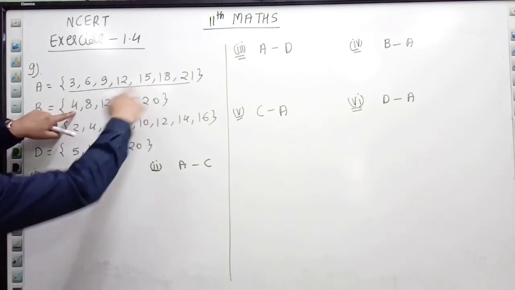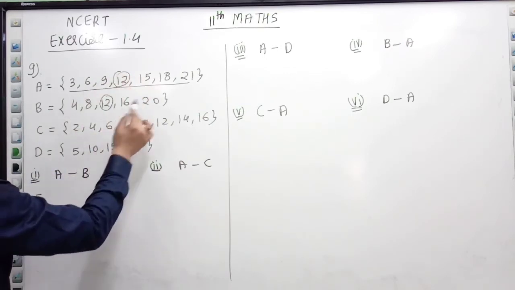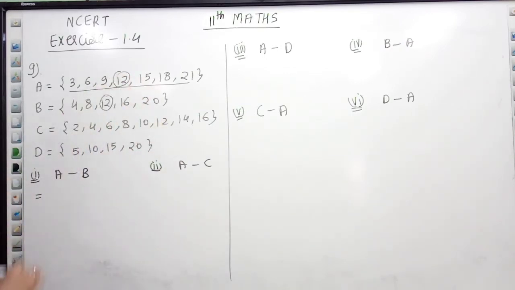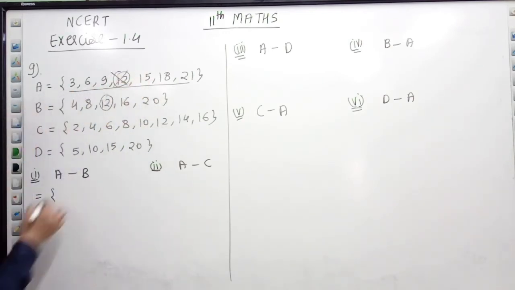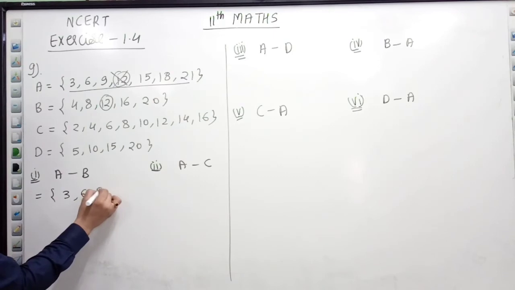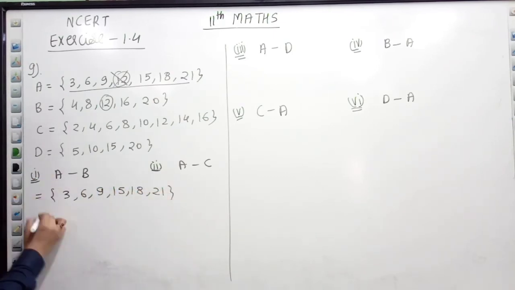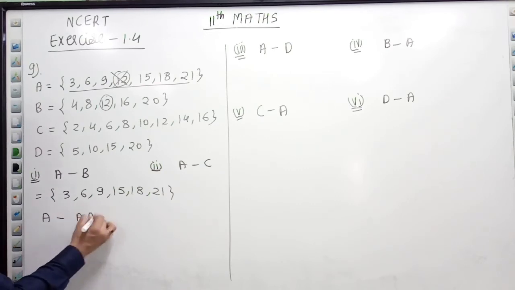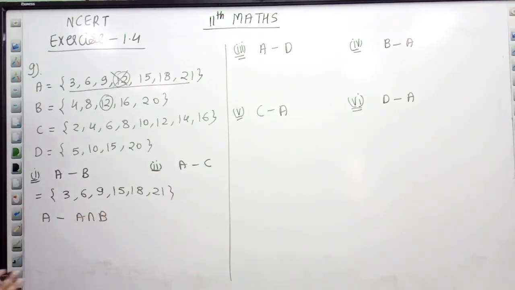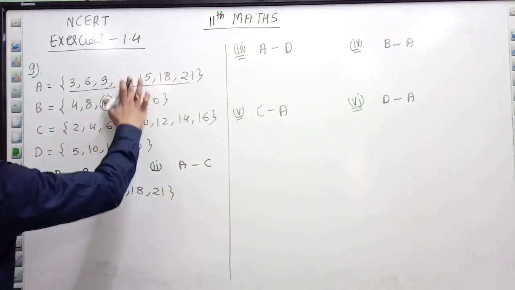4 is there? No. 8 is there? No. 12 yes, 12 एक common है. 16, 23 एक element common है. So A minus B में जो common वाला element A में है उसको आप नहीं लिखेंगे. So you write 3, 6, 9, 15, 20, 21. You can simply say हम A में से माइनस कर रहे हैं कौन से elements? A intersection B. This is like this. A में से माइनस कर रहे हैं A intersection B. Okay.